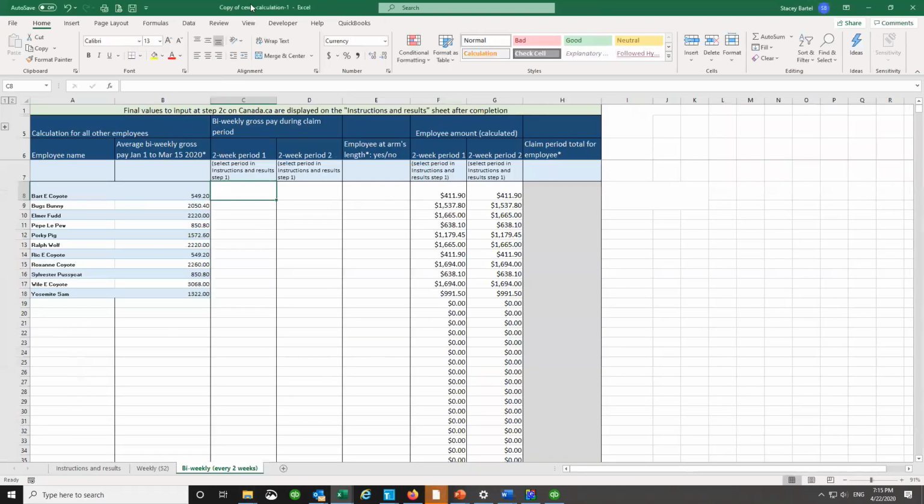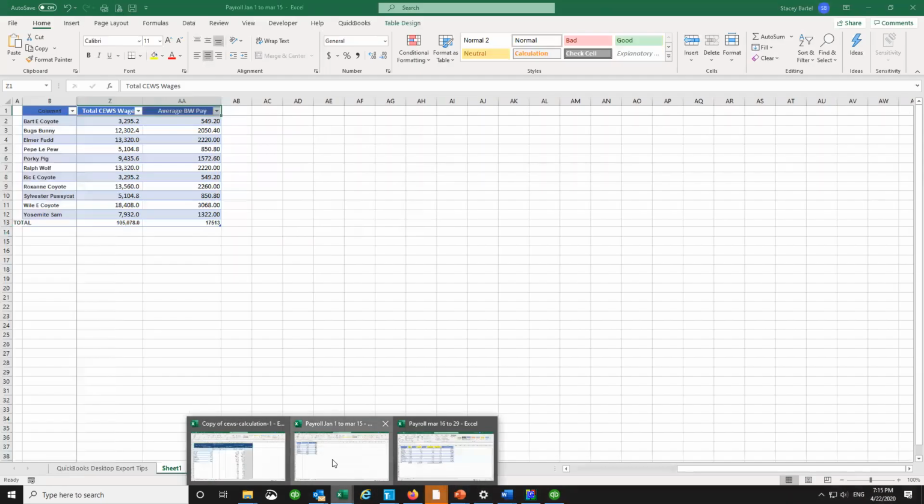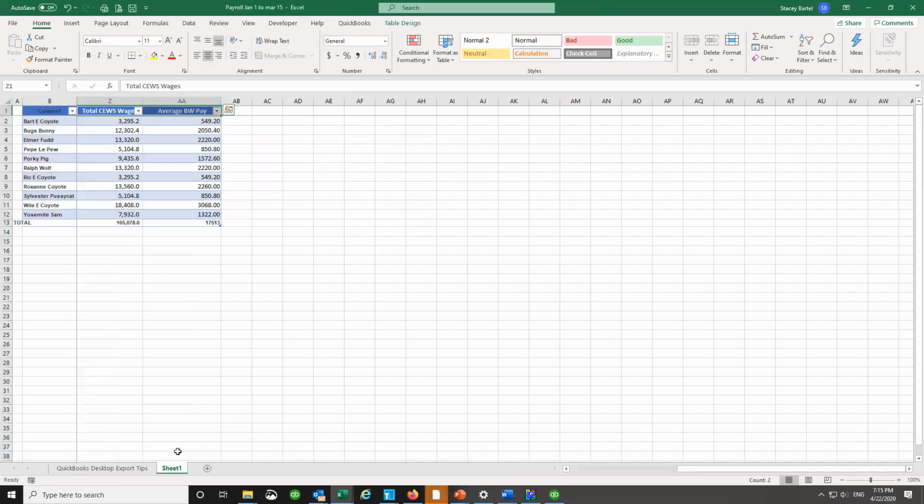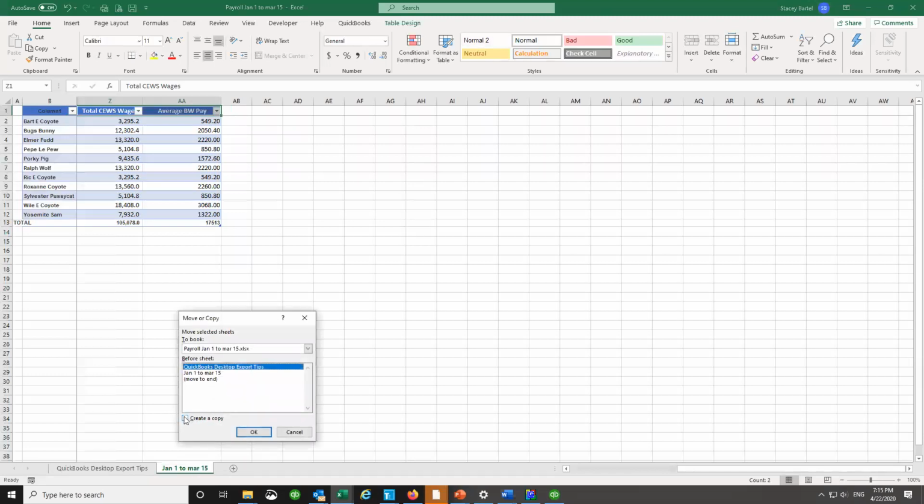So I'm going to take the copy of the CEWS calculation number 1 spreadsheet. I'm going to take this one from January 1st to 15th. I'm going to right click on the sheet at the bottom. I'm actually going to double click on it and rename it January 1st to March 15th. Then I'm going to right click, move or copy. I'm going to move it to the CEWS calculation sheet and I want to move it to the end, right?